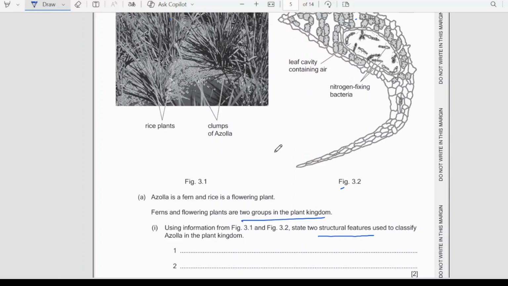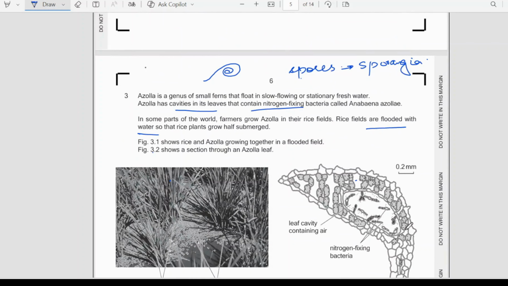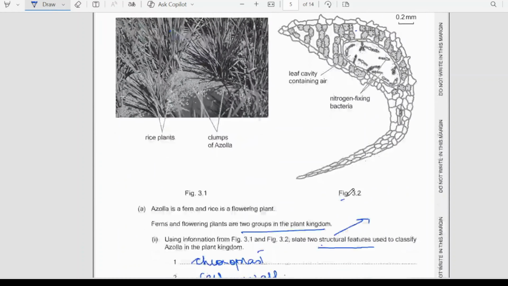Cell wall. We cannot write cell membrane because cell membrane is also part of animal cells. We have to give the distinguishing features of plant. So the distinguishing features are the big vacuole, chloroplast, cell wall, right? We can't see vacuole over here, but we can clearly see cell wall and the chloroplast. Yes, it's a plant. It's not a fungi.